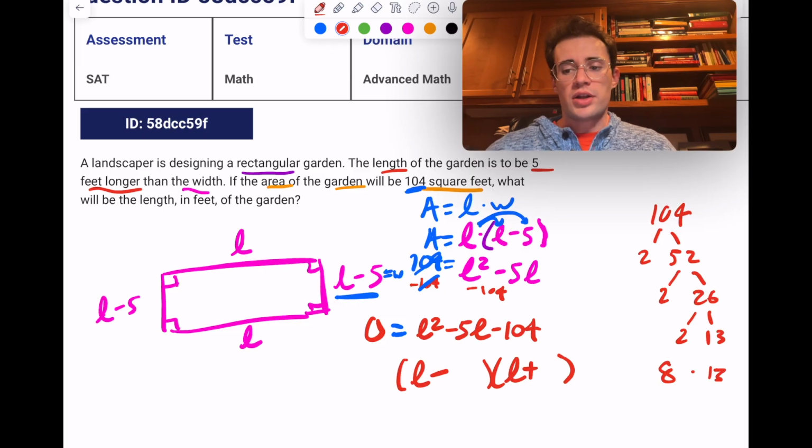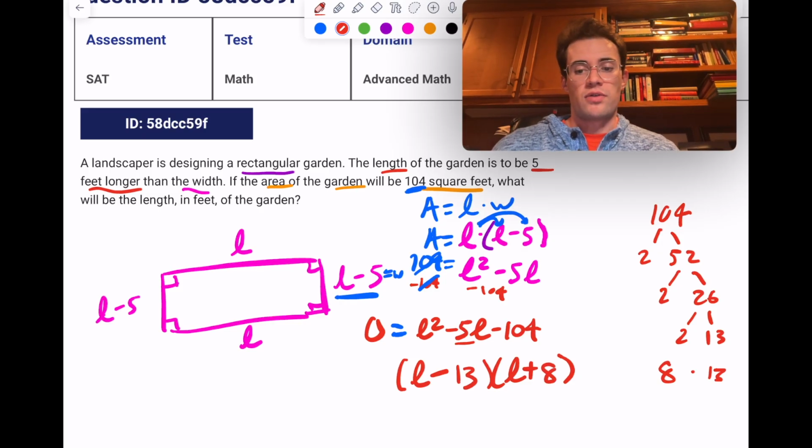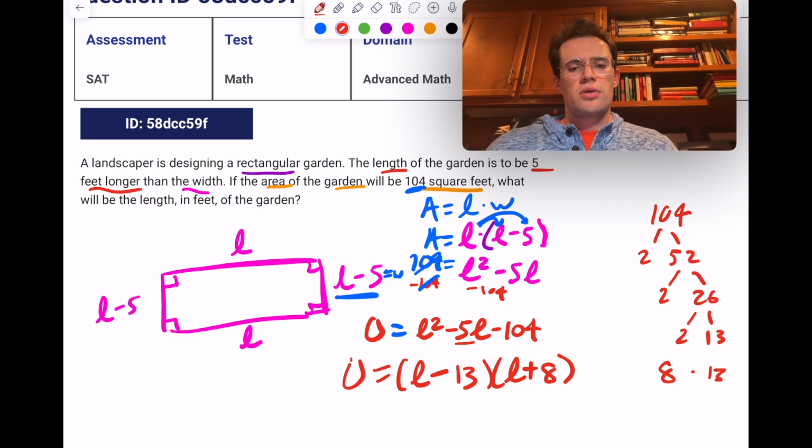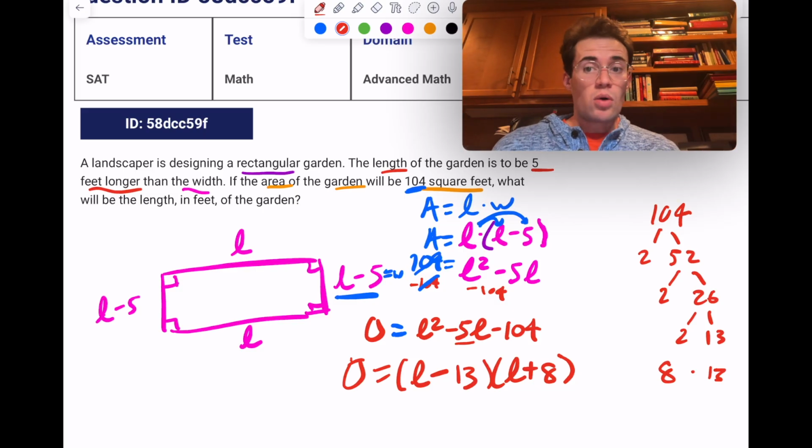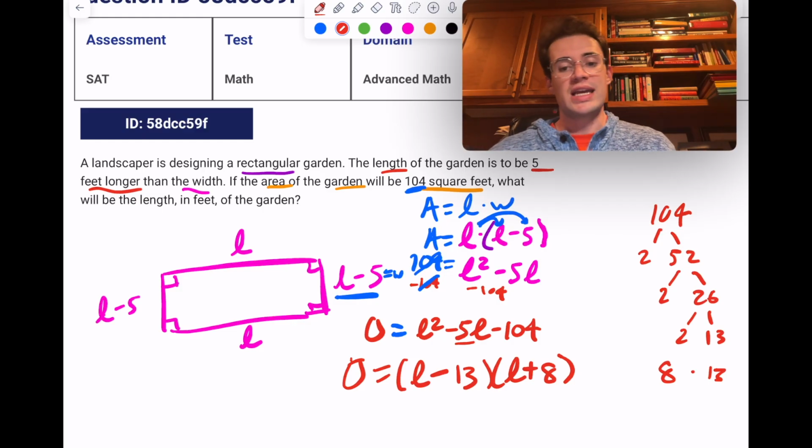All right, so 8 and 13 will be the things that will add up to negative 5 if one's positive, one's negative. We want the 13 to be the negative because we have more negatives than positives. That's why the sum is negative 5. So it'll be L minus 13 and L plus 8, right? So if you FOILed that out, it would give you the same thing, L squared minus 5L minus 104. All right, so 0 is equal to that, and then if you're multiplying two numbers and your product is 0, one of the numbers you multiply is equal to 0. So either L minus 13 is 0 or L plus 8 is equal to 0.